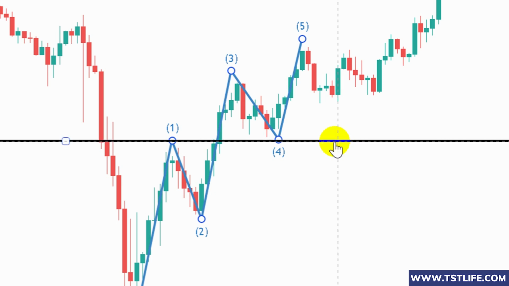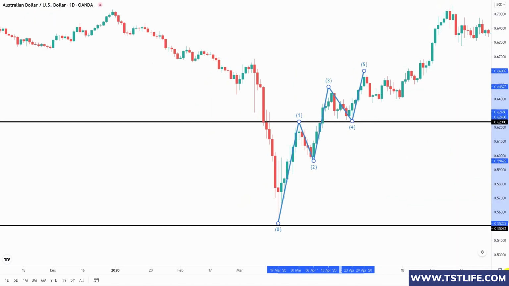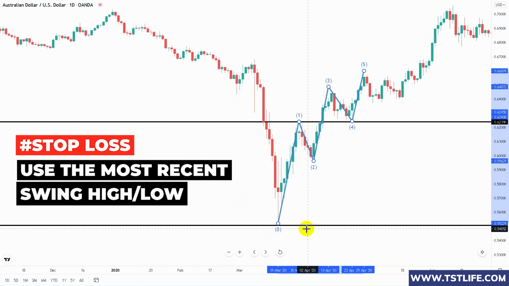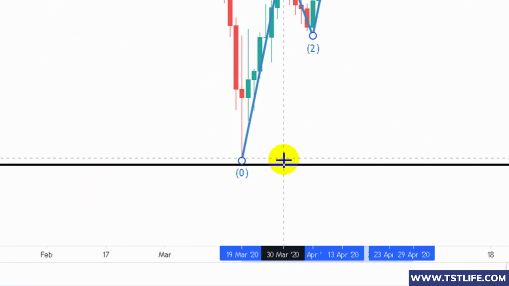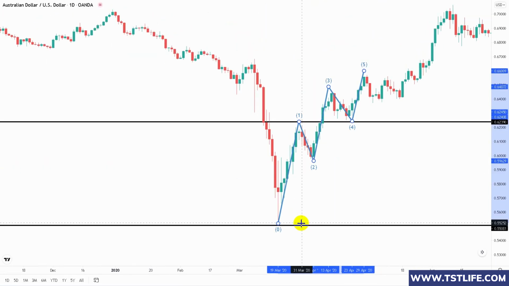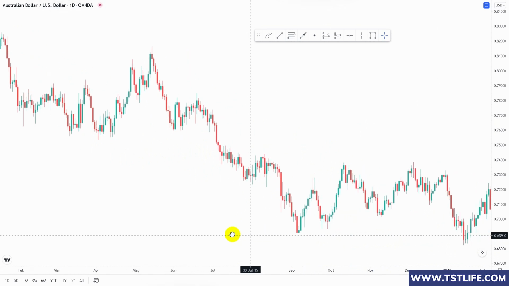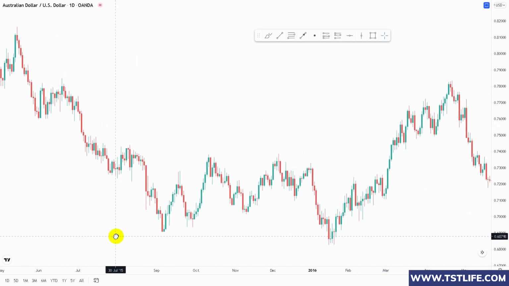To sum up, the best time to enter the market is when Waves 2 and 4 begin to form. The stop-loss level should be positioned a few pips away from the most recent swing high or low. The take-profit level depends on the currency pair and the volatility of the market. We all know that markets are repetitive. We are always trading repetitive patterns. The more experience you have, the easier it becomes.